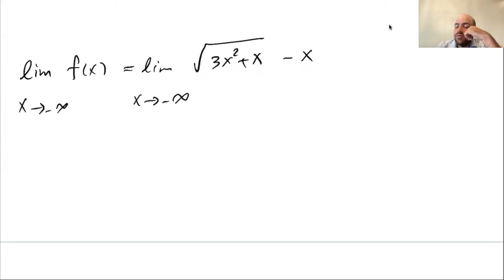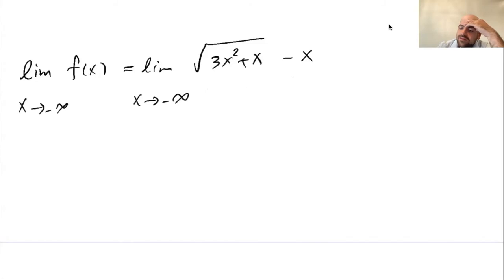Previously, remember when we were calculating the limit as x goes to infinity, we said we have two parts. The first part goes to infinity, the second part goes to infinity. Infinity minus infinity is indeterminate. But let's see what about this case.